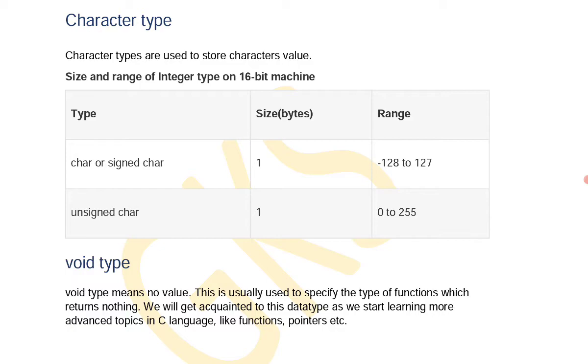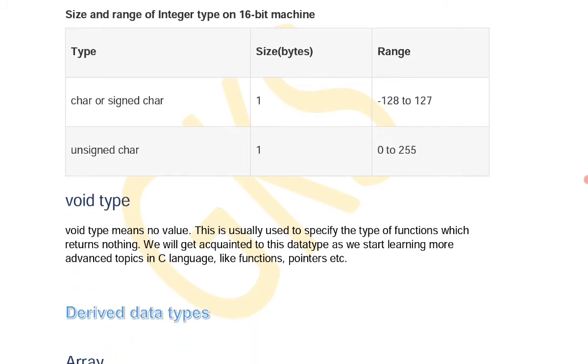It occupies only 1 byte of data information. What is the data range? The data range is -128 to +127 for character or signed character. For unsigned character, the size is also 1 byte, and the range is between 0 to 255.